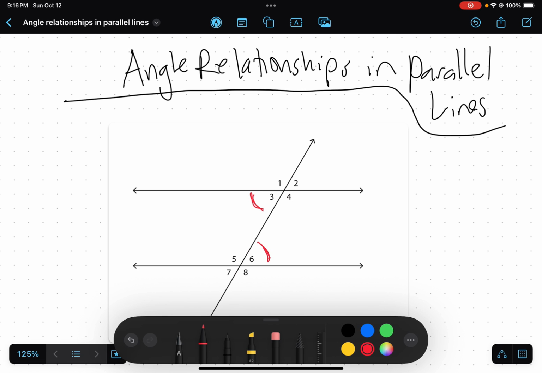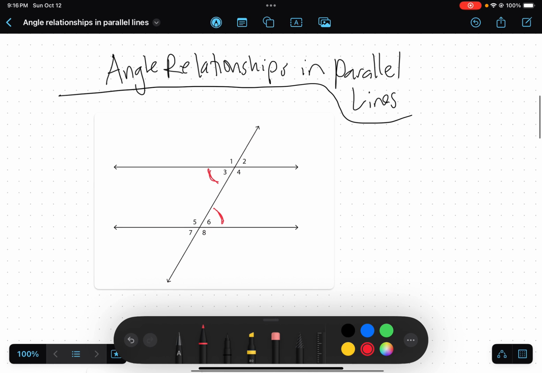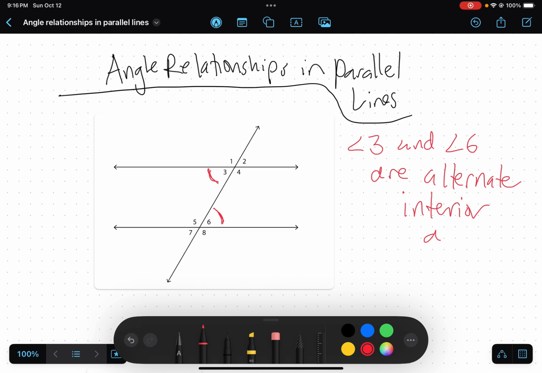So let's give an example of alternate interior angles. So angle 3 and angle 6 are alternate interior angles. And so what that means, alternate means they're on opposite sides of the line, and interior means they're inside of these two parallel lines. So we're going to learn different words for the relationships between these other angles, but let's review what's equivalent to each other.